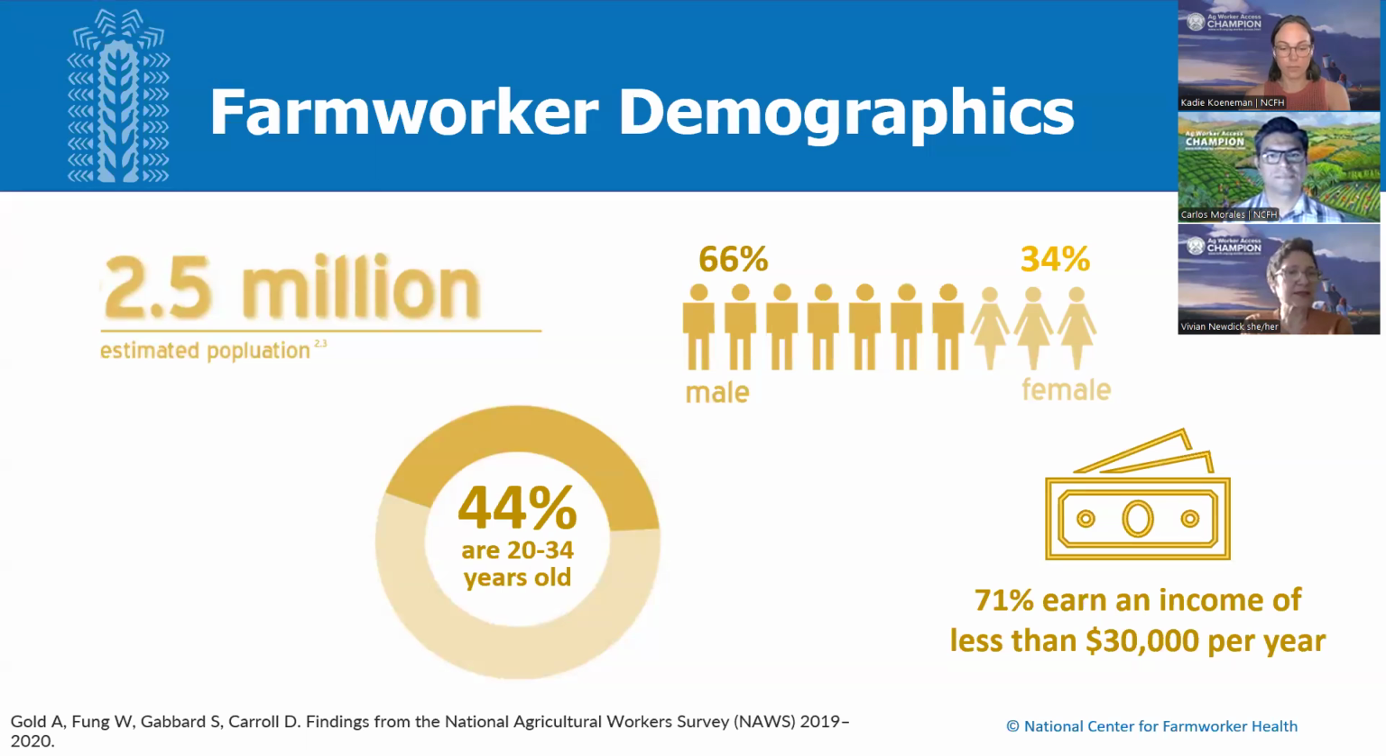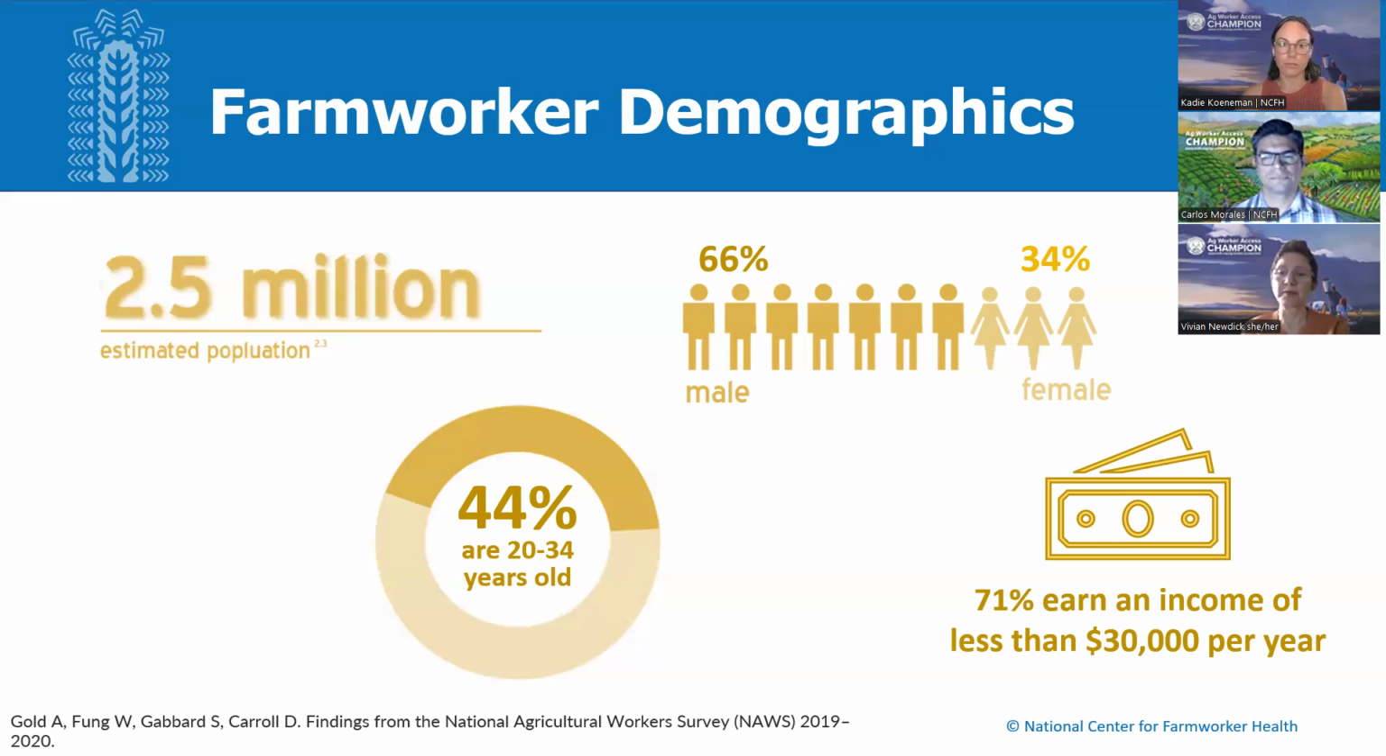Other key demographics is that about 2.5 million people are farm workers, estimatedly, and about 44%, or almost half of them, are between 20 and 34 years old. And more than 70% of farm workers earn an income of less than $30,000 per year. And of course, this is very important information because with limited income comes limited opportunities to seek out help.